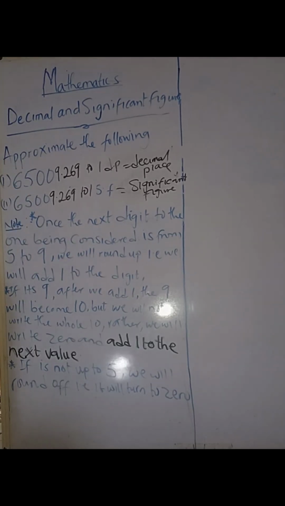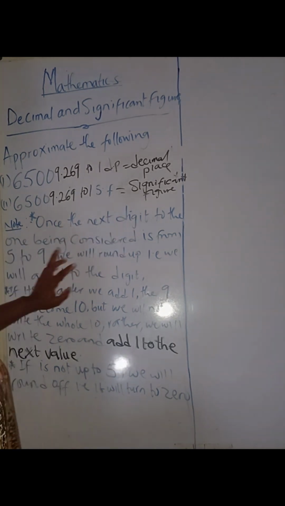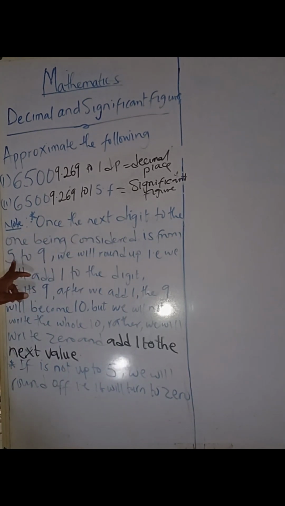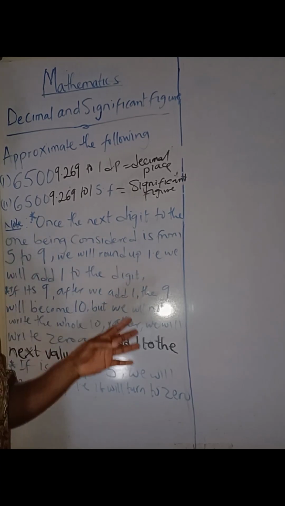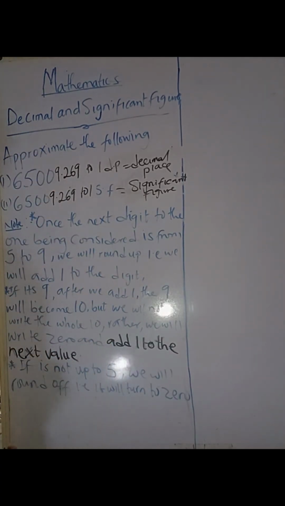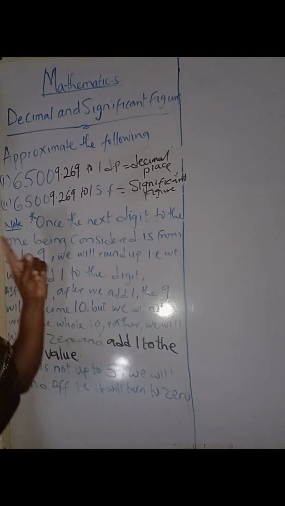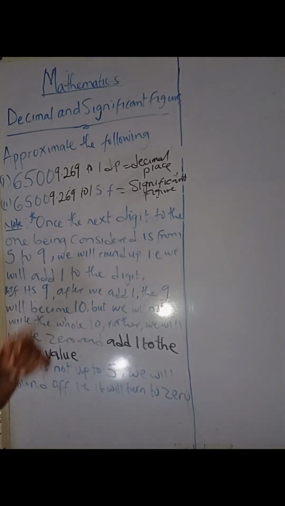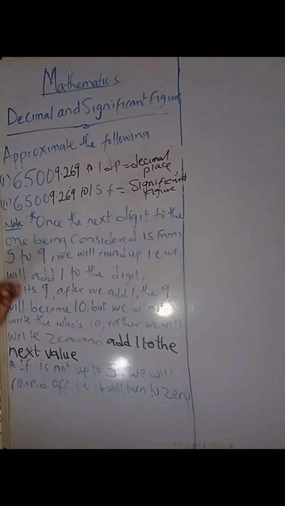So before we can do this, let me quickly explain the concept behind it. Once the next digit to the one being considered is from 5 to 9, we will round up. When you want to solve any question pertaining to this, you either round up or round down. When you round up, you turn the number to 1 and add it to the number being considered. When you round down, you turn the number to 0, so you are not adding to the next number. You just turn it to 0. So that is how to go about it.